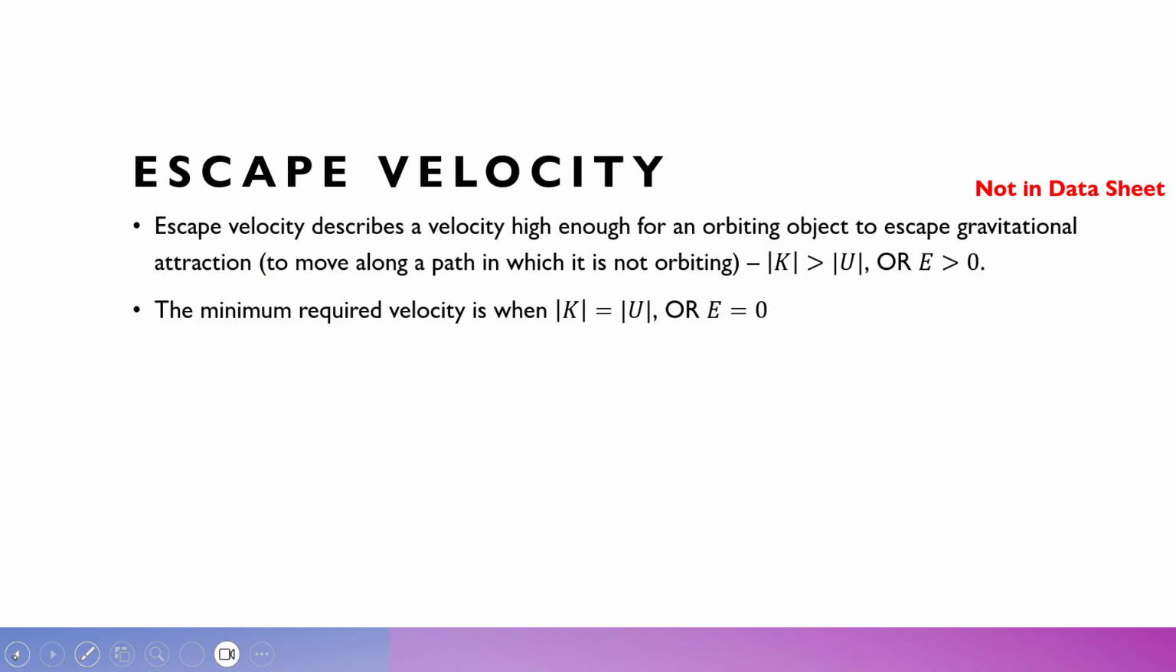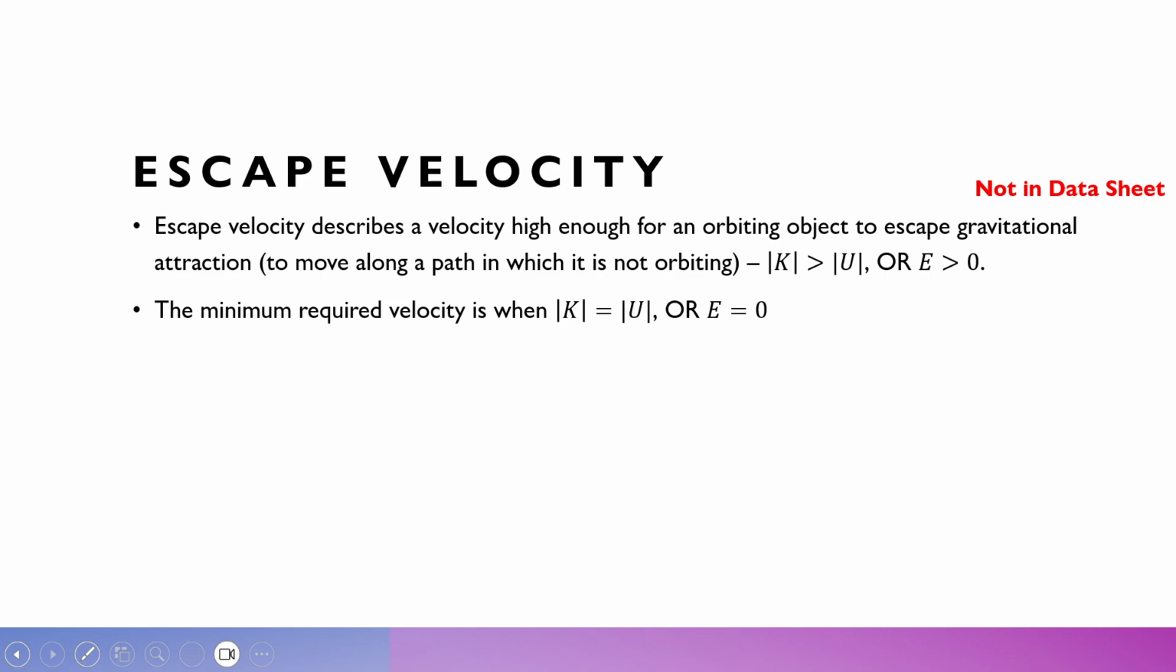Finally, we have escape velocity. This is a set value that describes essentially the velocity which would be high enough for an orbiting object to escape gravitational attraction. Essentially, if it hits this velocity, it will start to move along a path in which it is no longer orbiting. From an energy perspective, what that means is if we have achieved escape velocity, the kinetic energy of the object is greater in magnitude than the potential energy of the object. And by consequence, what that means is that the total energy is greater than 0.